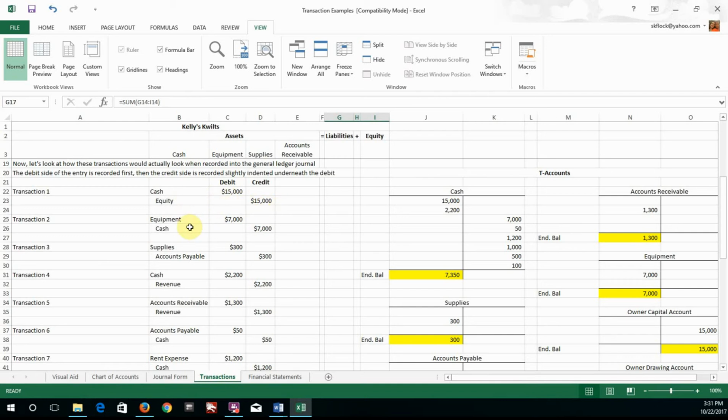Here's where we purchased equipment for cash. We've increased our equipment. We've decreased our cash. This only affects one side of the accounting equation. We have an increase and an equal decrease to assets.